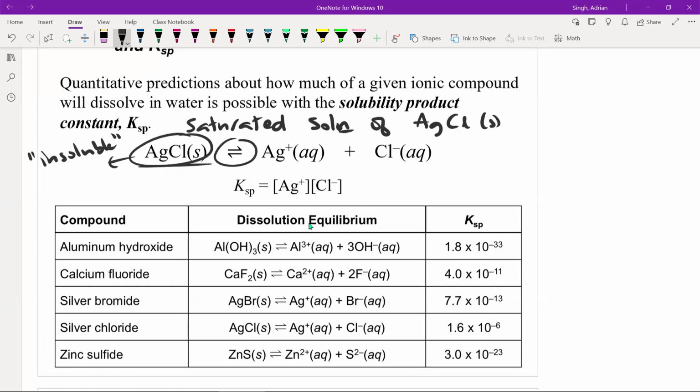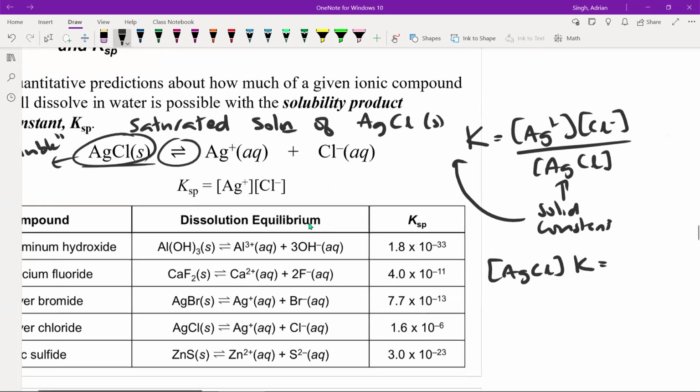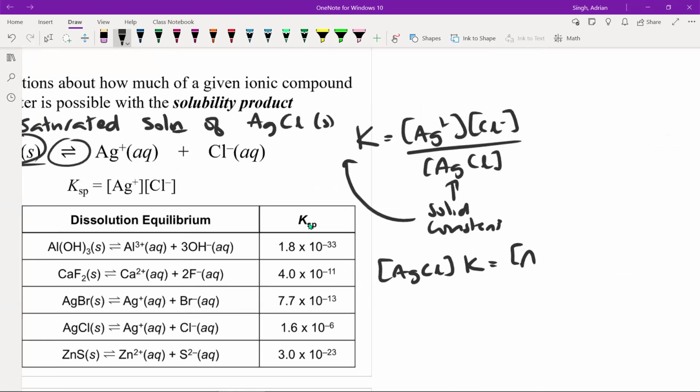So the AgCl reversibly forms Ag+ and Cl-. And then if you write our K expression, we end up with, just like we've done before, Ag+ times Cl- divided by the AgCl solid. As we know, this being a solid, the concentration is not going to change. So that's a constant concentration. We can move this over to the other side. So we end up with AgCl times K is equal to Ag+ times Cl-.